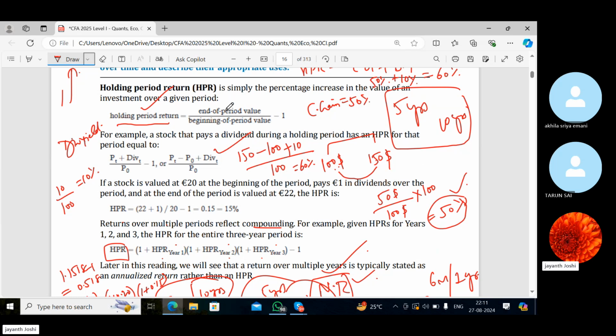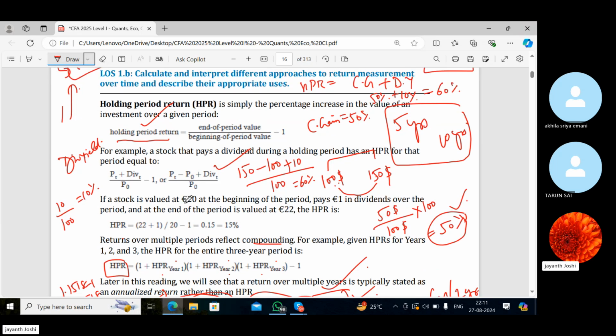So they have given ending period value divided by beginning period value minus 1. If the stock is valued at 20 at the beginning of the period, you take 20 in the denominator, and it pays $1 as dividends. So you will be getting dividends as well. At the end of the period, the value is 22. So 22 plus 1, the end period value plus dividend, divided by the beginning value, minus 1, you get 15%. And I have explained both the things with clear explanation.